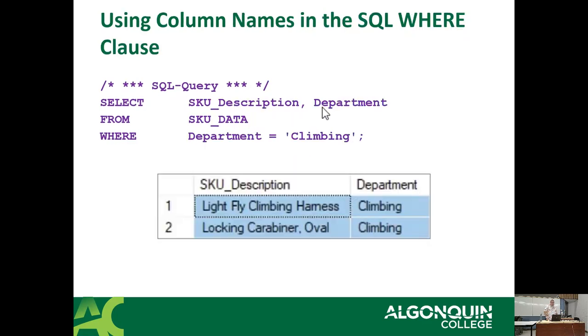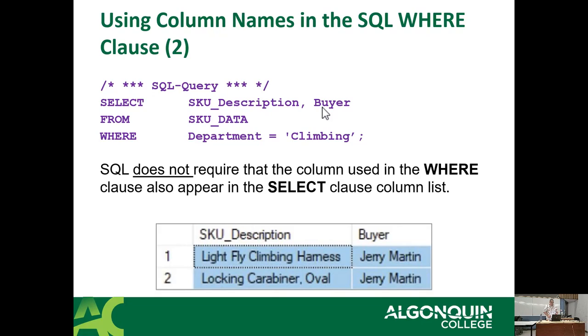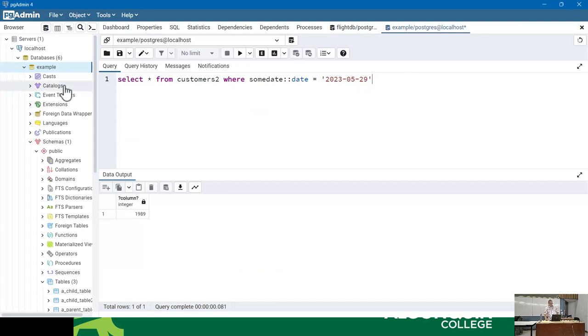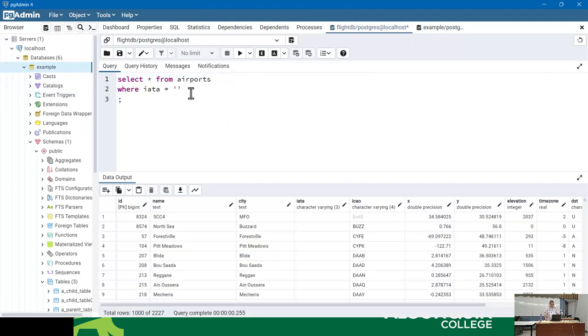I showed you guys a greater than already. I'm not sure, I don't know what the point of this one is. So, oh, the last item is the alias. So let me go back to this one here. Okay, select star from airports. Go. All right.